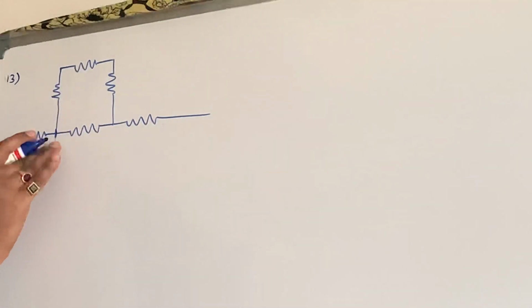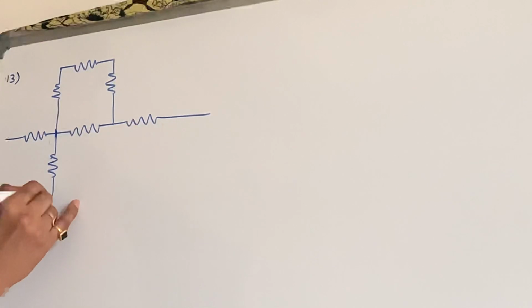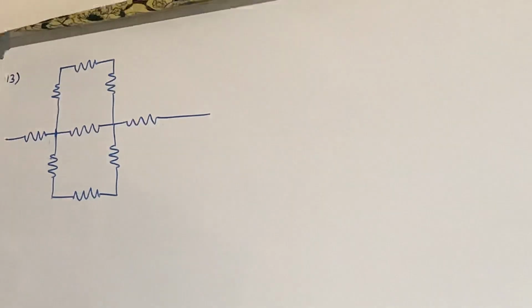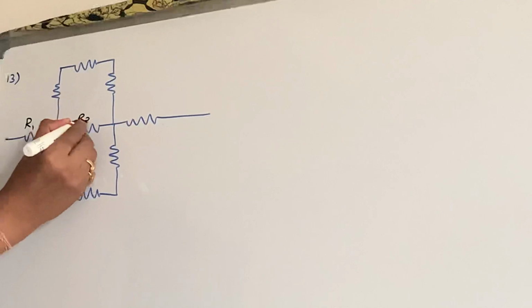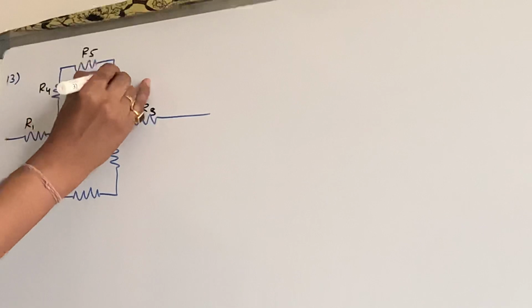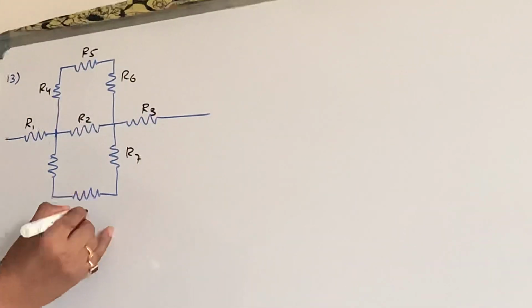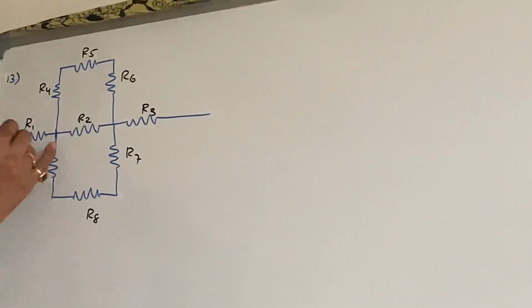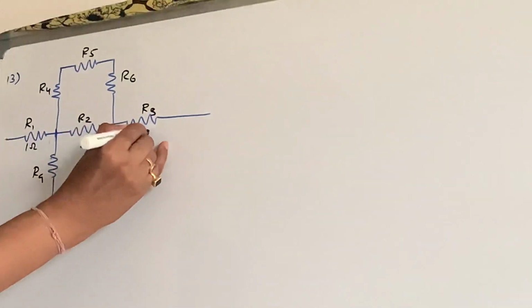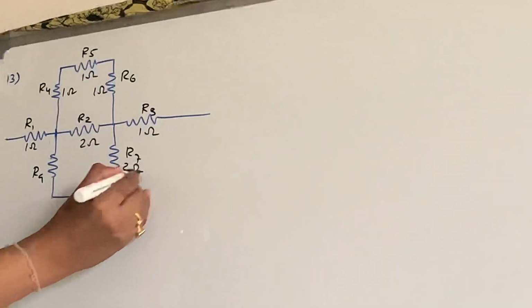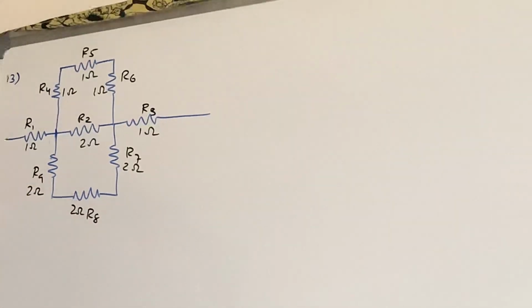Here also, first, second, this is third. Right? Now I will just give them names. This is R1, R2, R3. This is R4, R5, R6, R7, R8 and R9. R1 is of 1 ohm, this is 2 ohm, this is 1 ohm. These each are of 1 ohm, 1 ohm, 1 ohm. These each of 2 ohm, 2 ohm and 2 ohm.